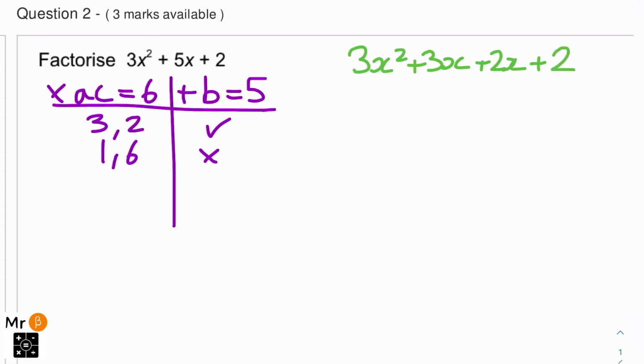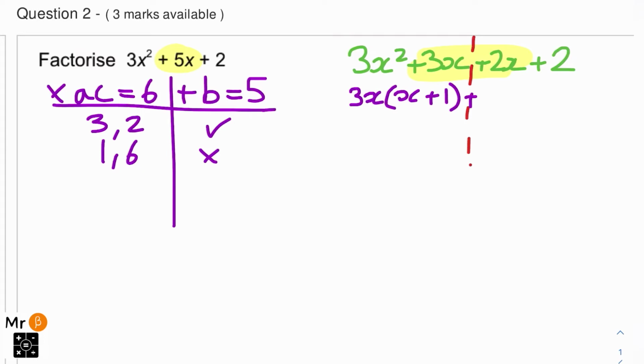You can see that our question hasn't changed because 3x plus 2x is exactly the same as 5x. We've just changed the way that it looks. We now split our quadratic down the middle and we factorise each side. This time we can see that we can take out 3x. That would leave us with x plus 1 in our bracket.